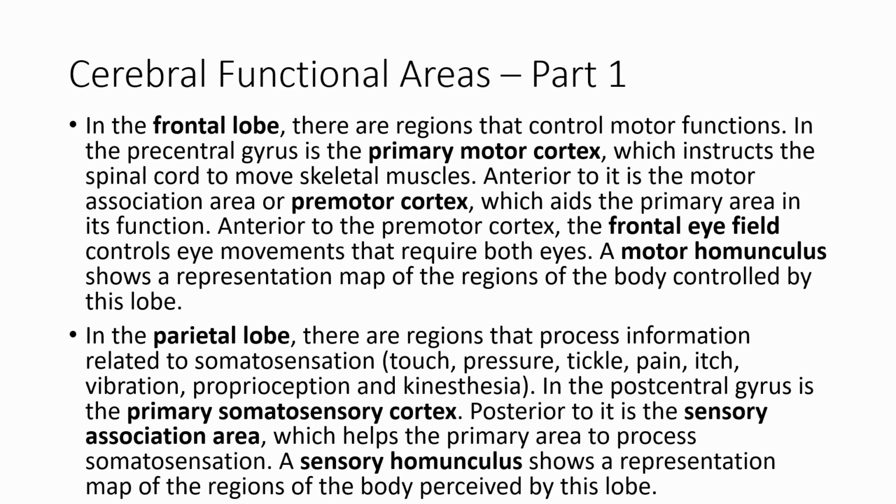In the primary somatosensory cortex, which again is just behind that central sulcus, the sensory association area is just posterior to that, and it's going to help process that information as well. And then a sensory homunculus, again, shows that map of the regions of the body. And we'll take a peek at the motor and the sensory homunculus in just a little bit, just to kind of see what body parts will be controlled where.